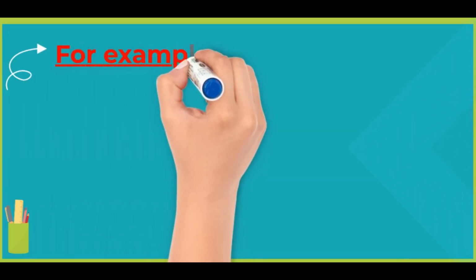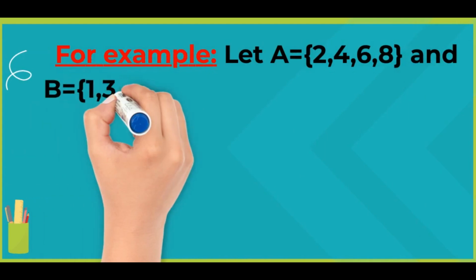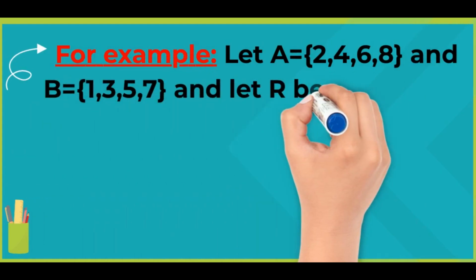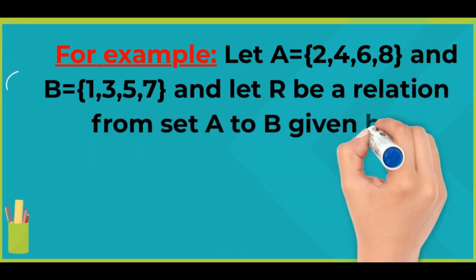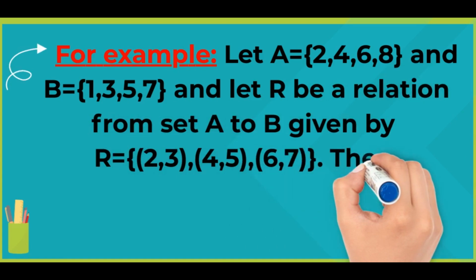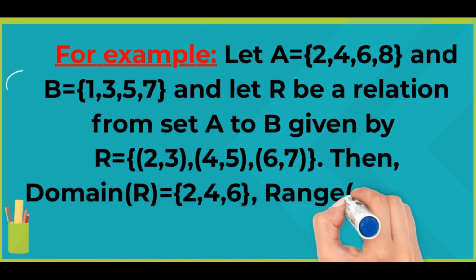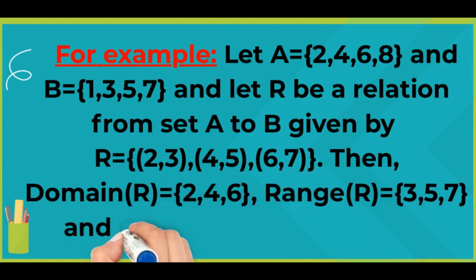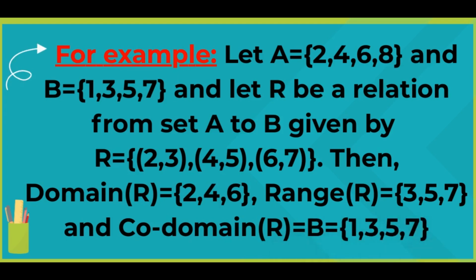For example, let set A contain elements 2, 4, 6, 8 and set B contain elements 1, 3, 5, 7, and let R be a relation from set A to set B given by R is equal to {(2, 3), (4, 5), (6, 7)}. Then, domain of R is equal to {2, 4, 6} and range of R is equal to {3, 5, 7}, and codomain of R is the set B which contains elements 1, 3, 5, 7.